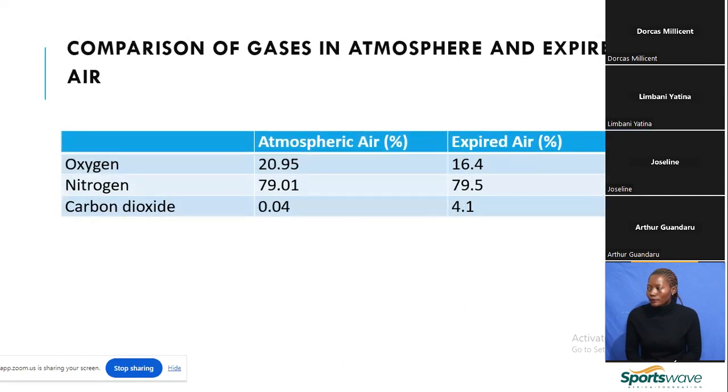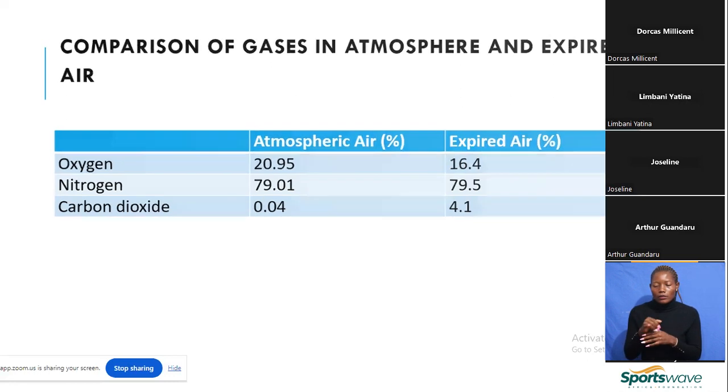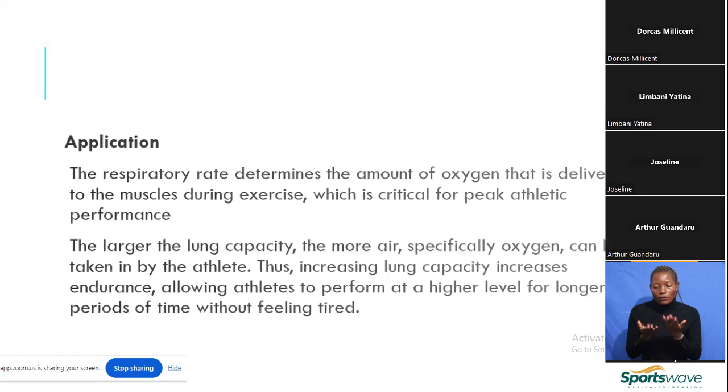Again, I've just given you a table there, a comparison of gases in the atmosphere. I think this is actually common knowledge. Oxygen in atmospheric air, we have about 20%, 21%. Nitrogen, we don't use nitrogen, so the percentage stays the same. Carbon dioxide, you can see, is very little in the atmospheric air, but in the expired air there is 4.1. So that's just a table that I was giving for comparison of the atmosphere and the expired air.